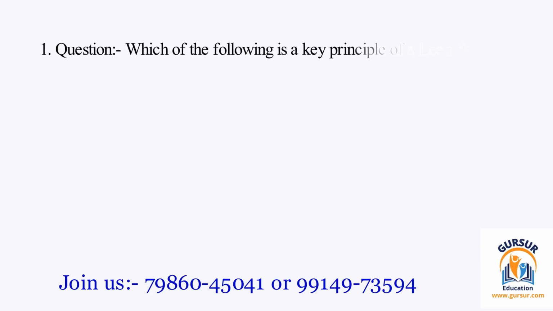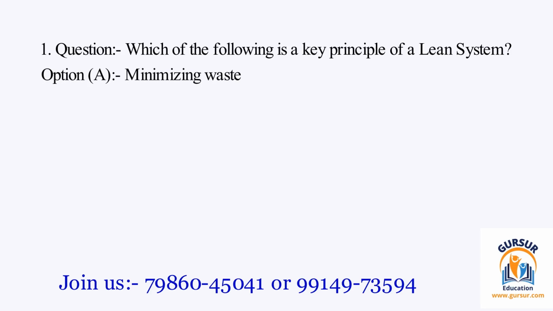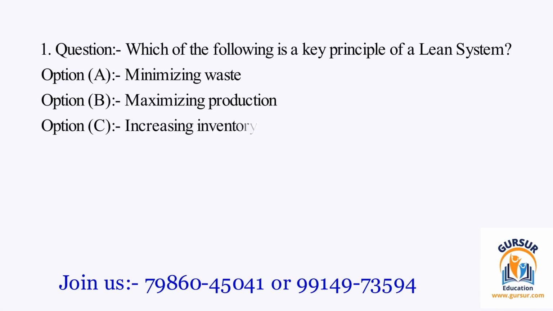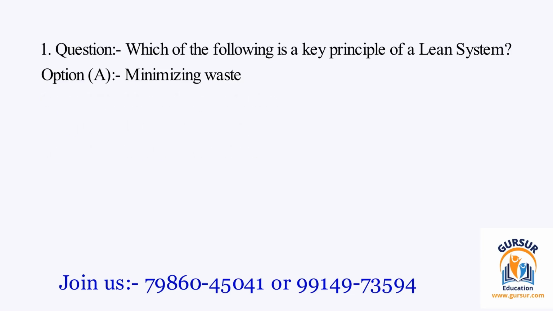Question number 1. Which of the following is a key principle of a lean system? The option A is minimizing waste. The option B is maximizing production. The option C is increasing inventory. The option D is reducing workforce. The right answer of the question is option A, and that is minimizing waste.